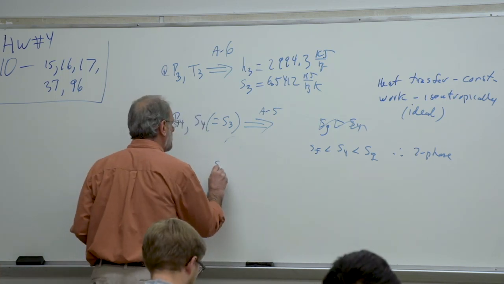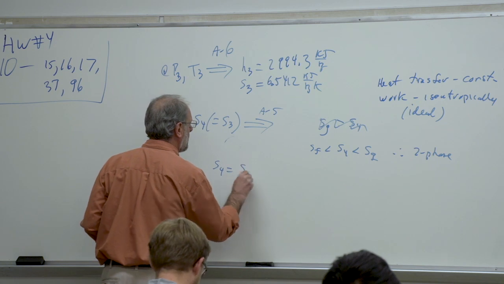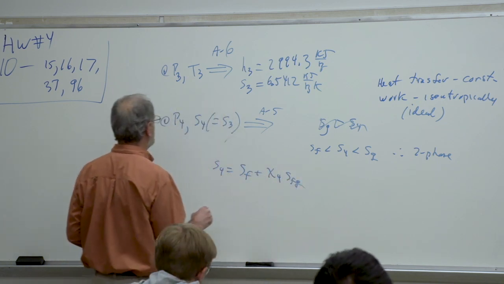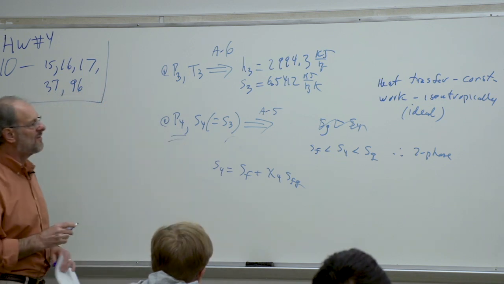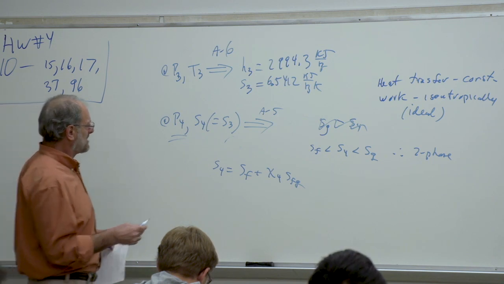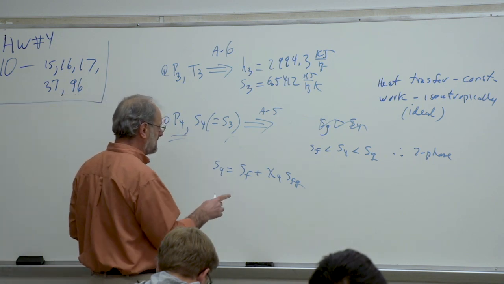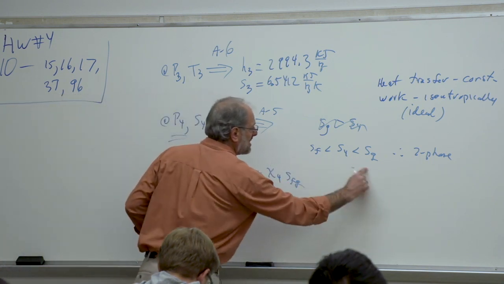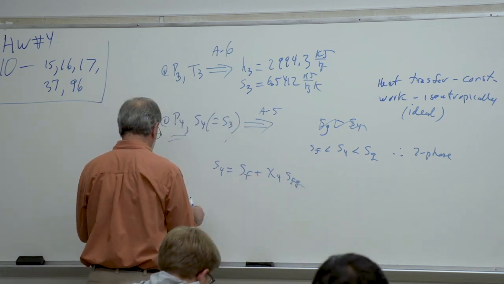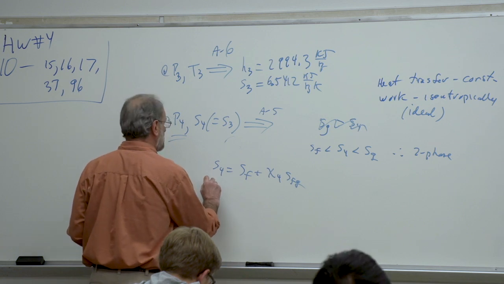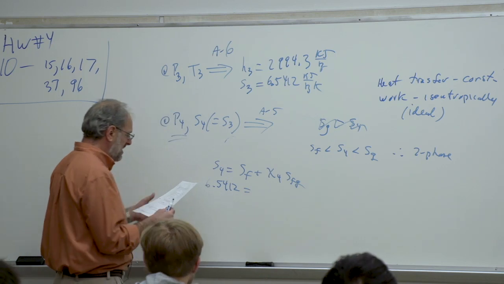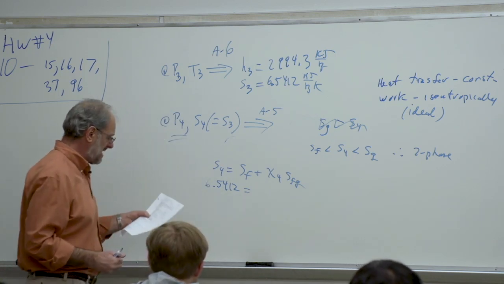So we remember that for a two-phase mixture, S4 equals SF plus the quality at 4 times SFG. And again, we're still at P4. P4 is the same as P1, that's 50 kilopascals. So at 50 kilopascals, we've already noted that it's a two-phase mixture. So now let's look up the numbers and find the quality. S4 is the same as S3, so 6.5412. And then we just have to look up SF and SFG.